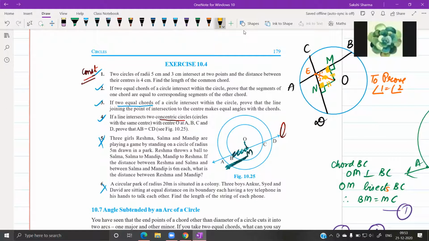Yes, ma'am. In that case, obviously the angle at the center is going to be equal. But that's the special case of a chord when it passes through the center. So we are not talking about that particular case.